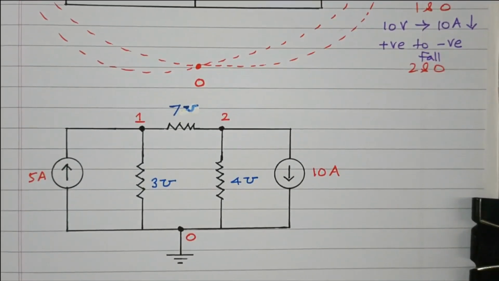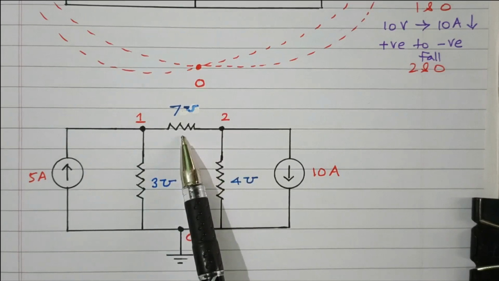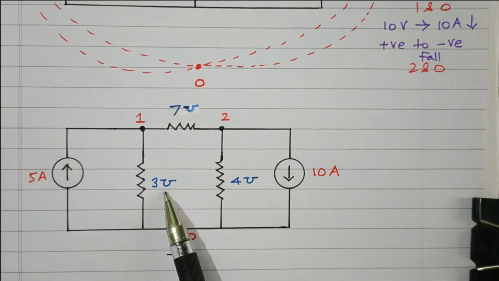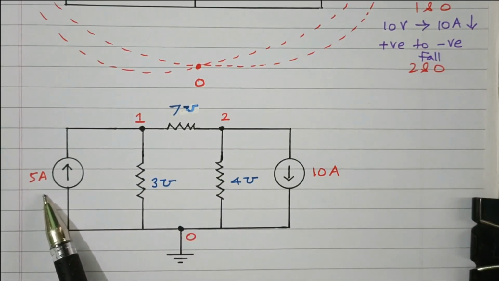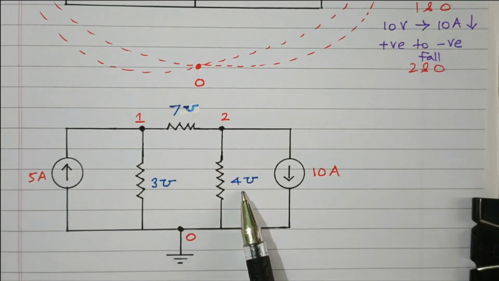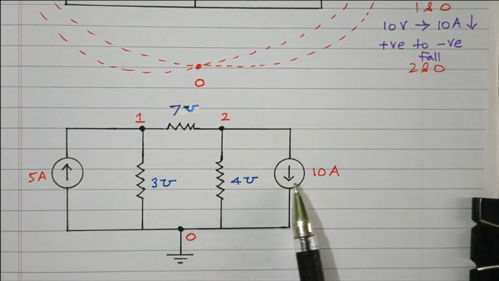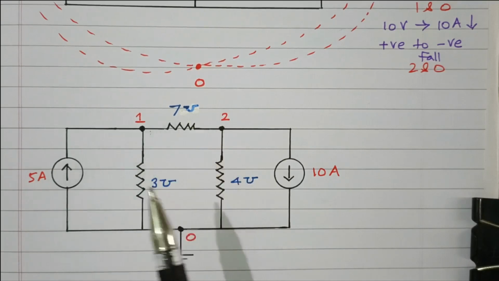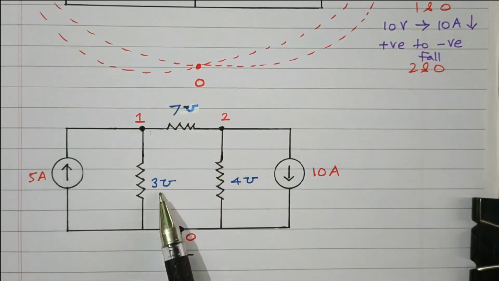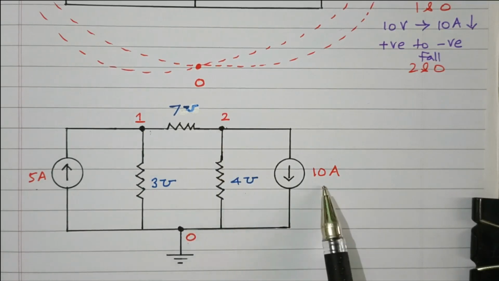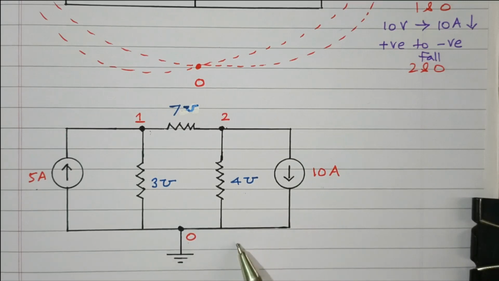So this is the dual network. Between 1 and 2, there is 7 mho conductance. Between 1 and 0, there is 3 mho conductance and also a 5 ampere current source with rising current. Between 2 and 0, there is 4 mho conductance and a 10 ampere current source going down, right? So between 1 and 2 there is one resistor, between 1 and 0 one resistor and a current source, and between 2 and 0 one more resistor and another current source. So this is the dual of the given network.